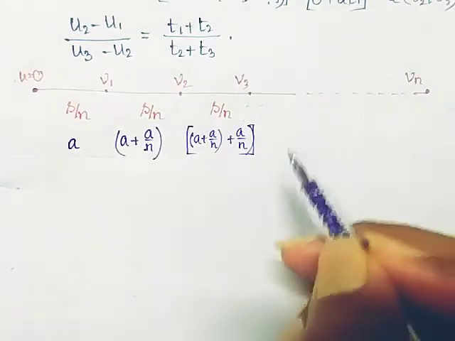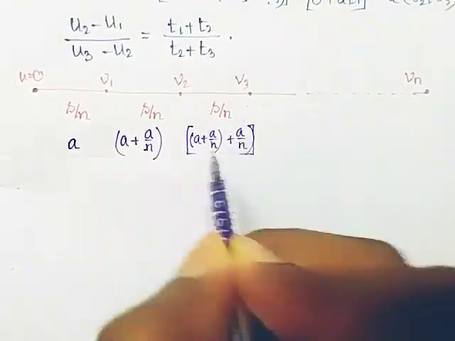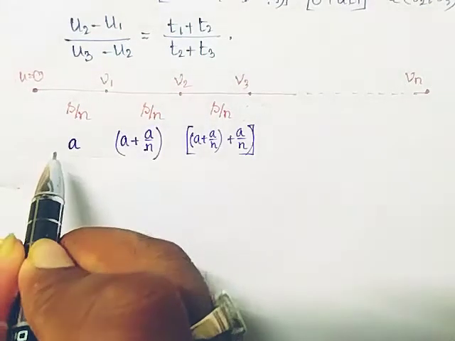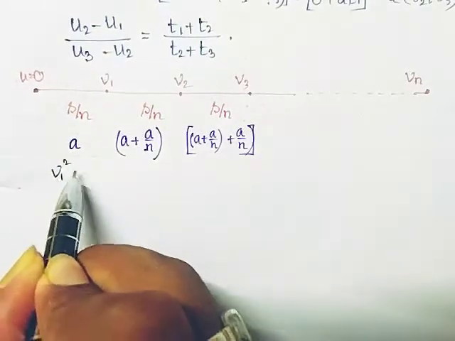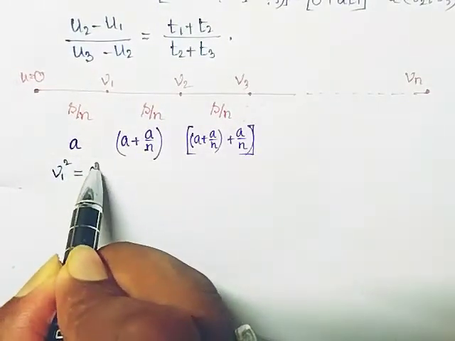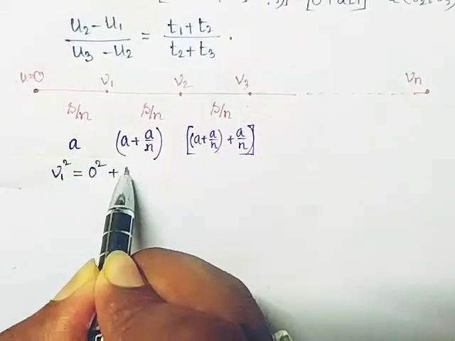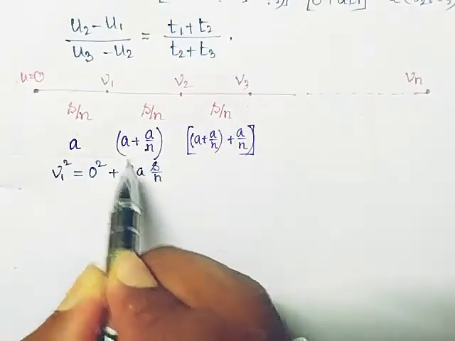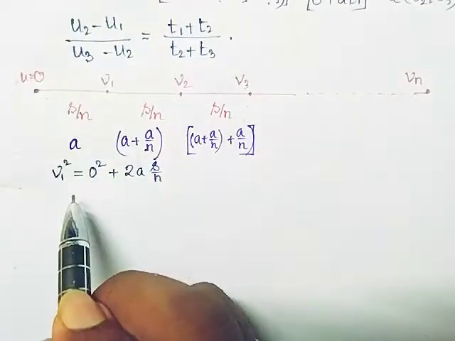Okay, after that, if I take another time interval, again a by n is added with this. So this way the acceleration is increasing, and after that it will have its effect on the particle's velocity. If I write down the equations, that is v1 square equals 0 square plus 2 into a into s by n. I think you have understood what I have written going from here to here.